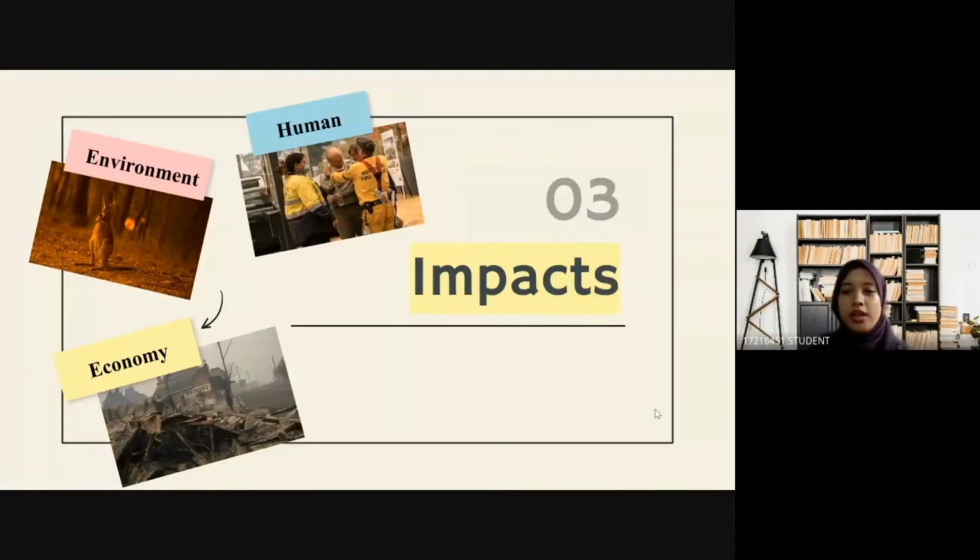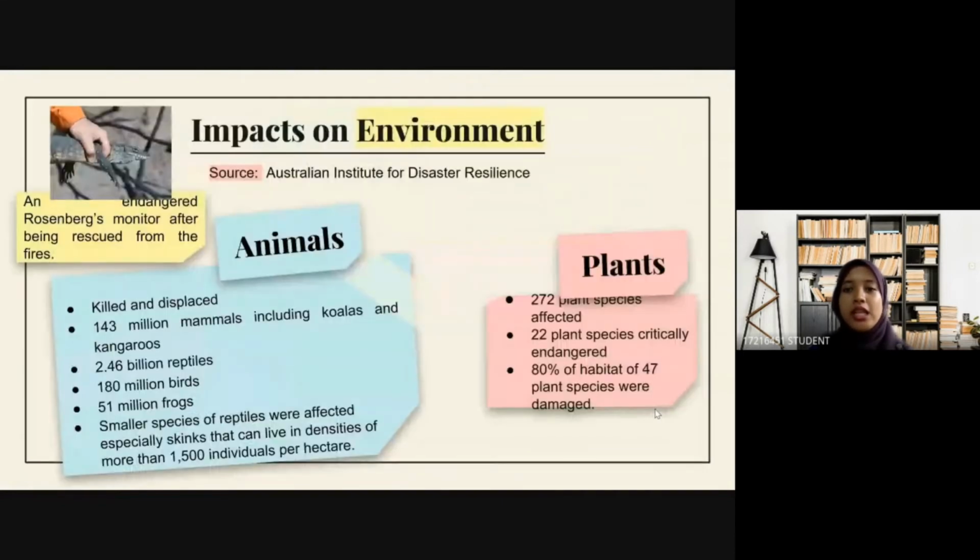Thank you. My name is Nurin Amalia Mianti Muhammad. For my part, I'm going to explain the impacts of Black Saturday bushfire on environment, human, and economy. The impacts on environment will be divided into four categories: animals, plants, land, and air pollution. According to the Australian Institute for Disaster Resilience, 143 million mammals, including koalas and kangaroos, 2.46 billion reptiles, 180 million birds, and 51 million frogs were killed and displaced.